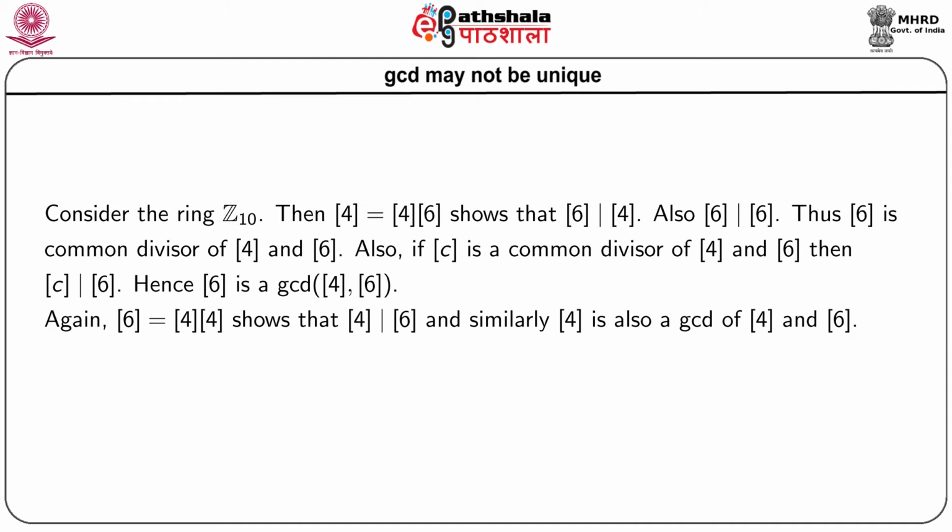Again, 6 is equal to 4 into 4, which implies that 4 is a divisor of 6. Also we have 4 is a divisor of 4, from which it follows that 4 is also a GCD of 4 and 6. Thus, we see that though in Z and in the polynomial ring F[x], where F is a field, we get the GCD unique, on a general commutative ring with 1, there may be more than one GCD.